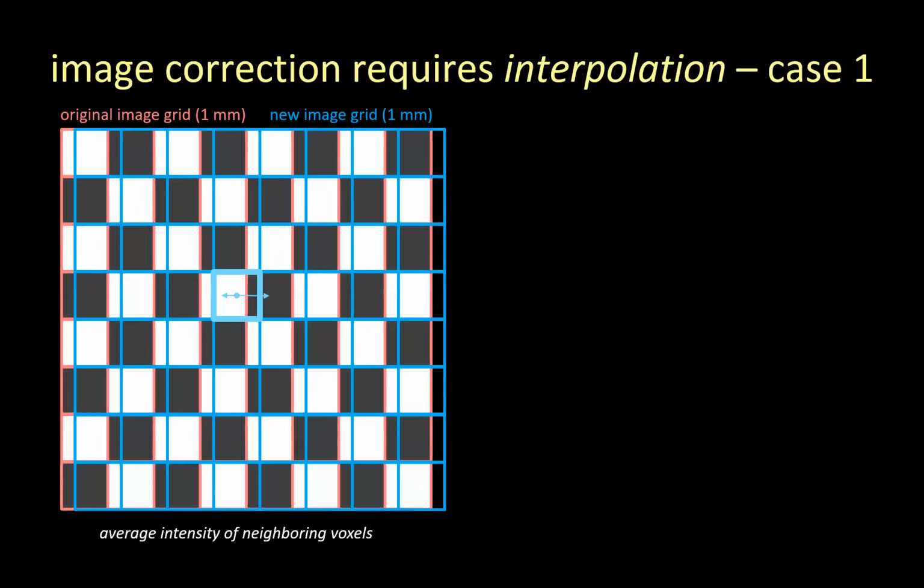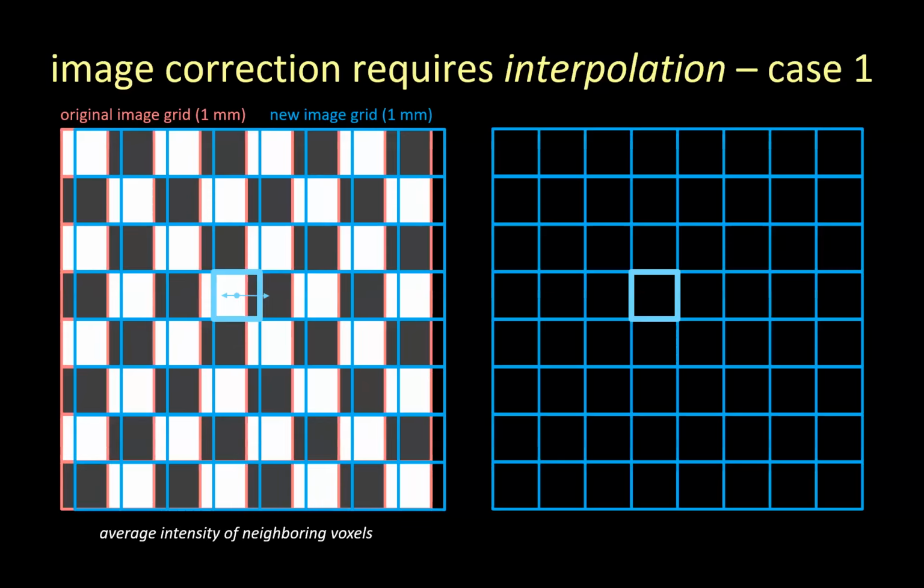Well, with interpolation, we average the intensity in neighboring voxels. This could be a simple linear average. This could be a higher order interpolation, but we're averaging this information to estimate the intensity that would be at this new location. So you can see it's going to be somehow intermediate between the white voxel and black voxel.